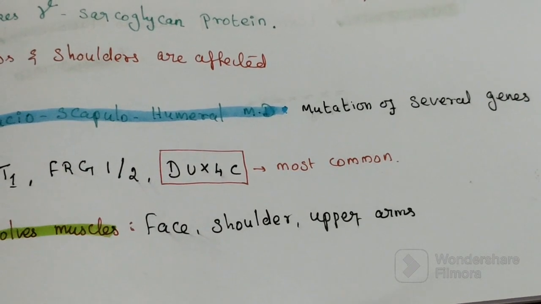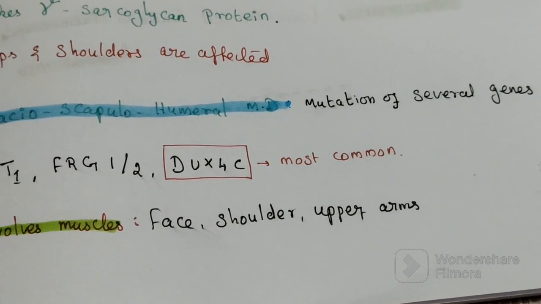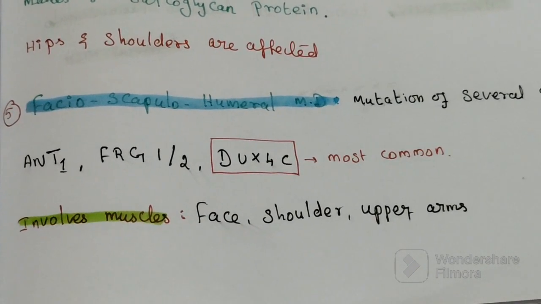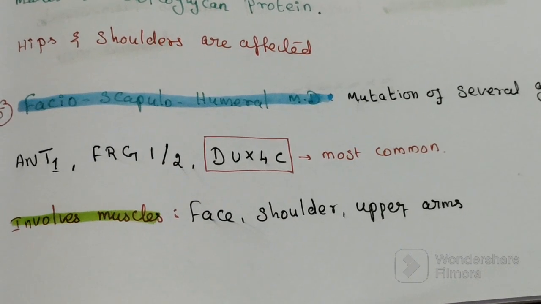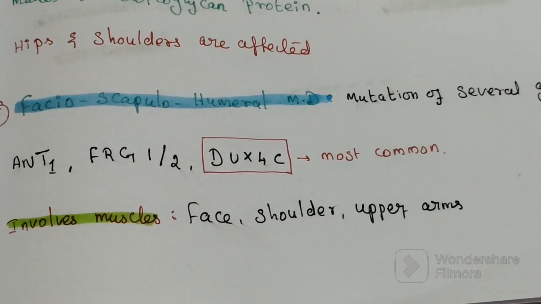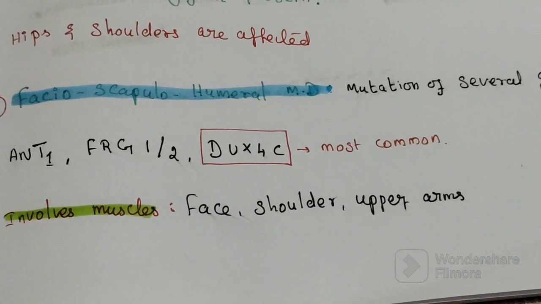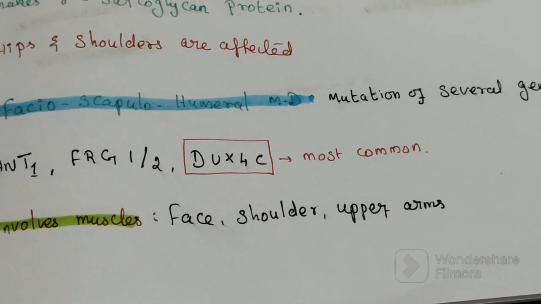In facioscapulohumeral muscular dystrophy, several gene mutations happen: ANT1, FRG1 or 2, DUX4C. The DUX4C is the most common. It affects the face, shoulder and upper arms.